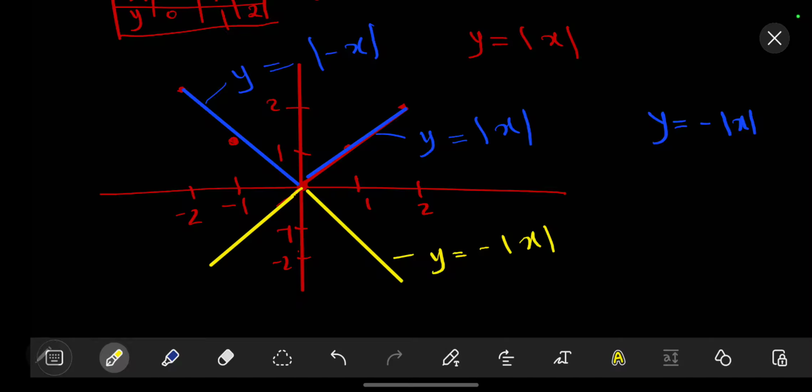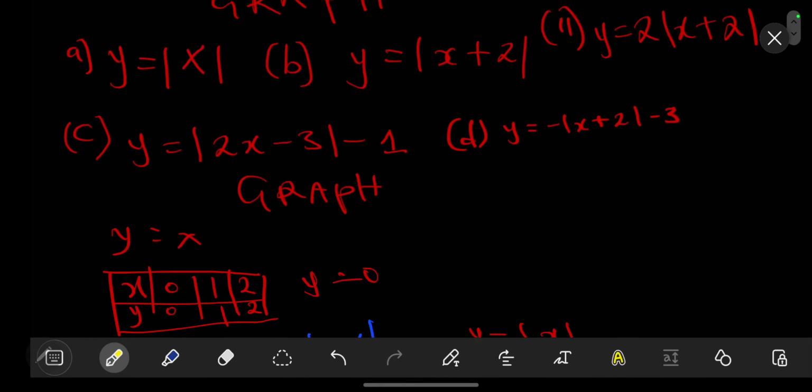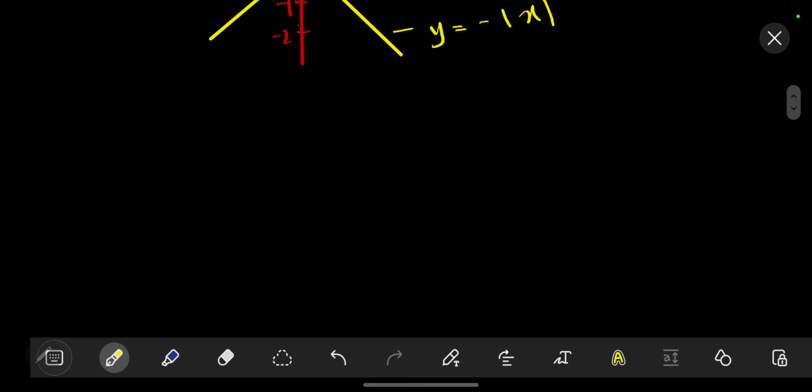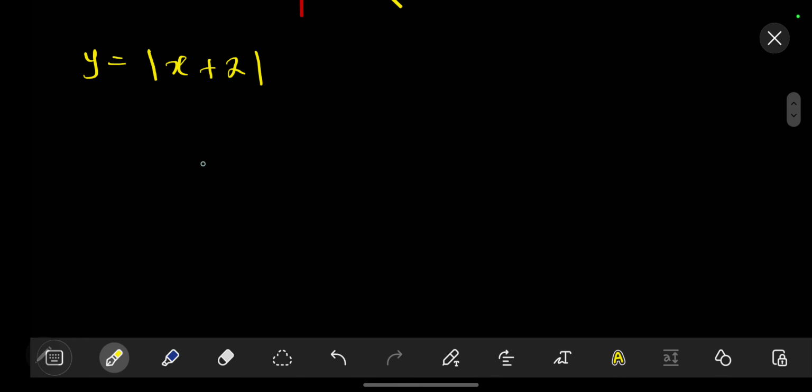Now, with this knowledge, we are able to graph any graph using the method of translation. Let's look at our first question, which we have already done. Let's look at y is equal to the modulus of x plus 2. In order for us to graph y is equal to the modulus of x plus 2, we are going to begin with our mother graph. So we have something like this.